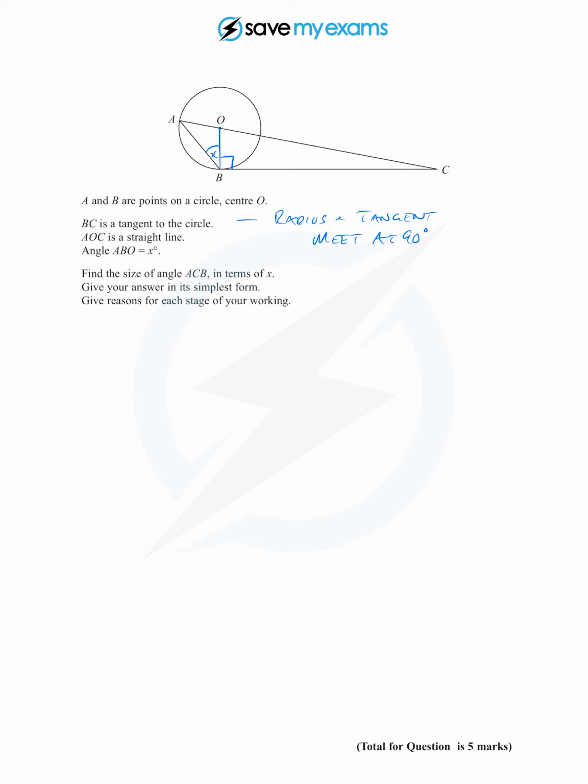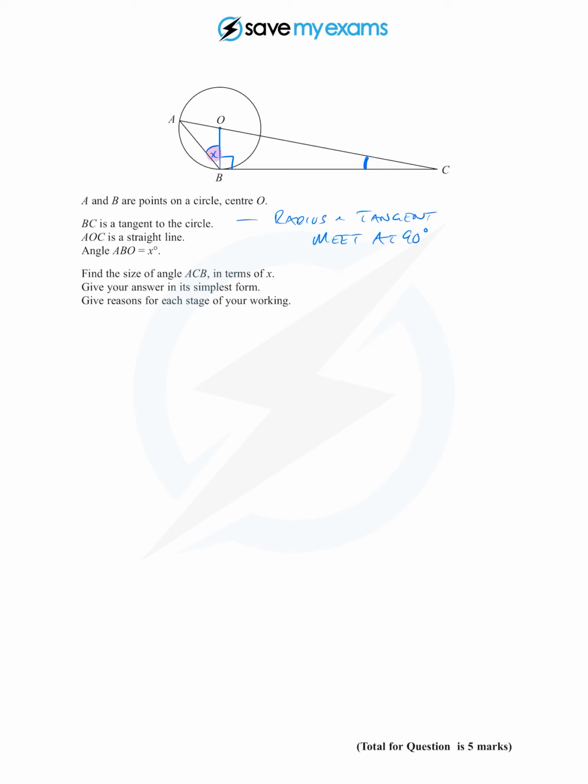Right, which one's ACB? That is this one down here, the very sharp angle at the right-hand end there. And we're asked to find that in terms of x, giving our answer in its simplest form and giving reasons. Well, let's just do some playing on the diagram first. What else do I know?